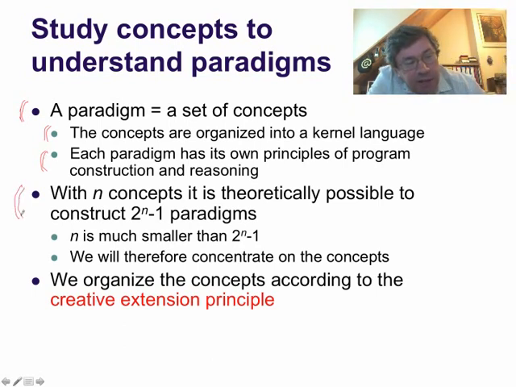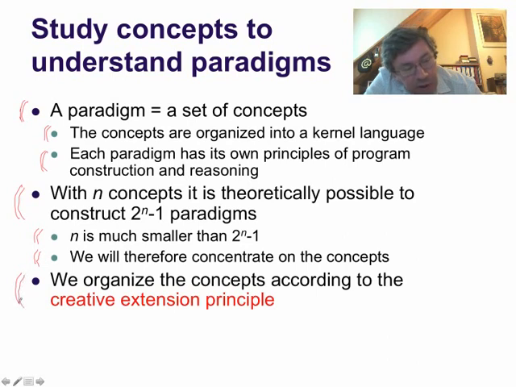If you have n concepts, theoretically, you can combine them and get 2^n - 1 paradigms. We're not going to talk about the empty paradigm. So there are a lot of paradigms you can define with n concepts. We have not really explored all of those. There might be some very interesting ones in there that we haven't discovered yet. But since n is much smaller than 2^n - 1, we can concentrate on the concepts and understand the paradigms in terms of the concepts.